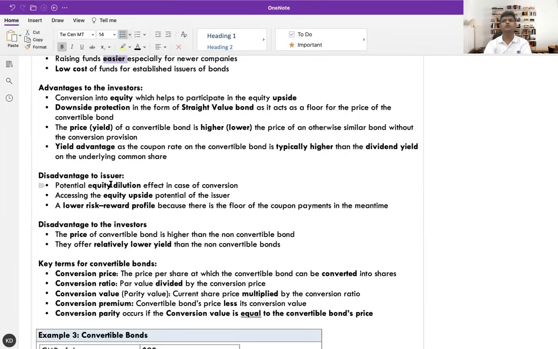Are you getting it, everyone? Yes. So relatively, convertible bonds are beneficial to the investors, to the bondholders, and therefore they are always sold at a premium. Is that clear?